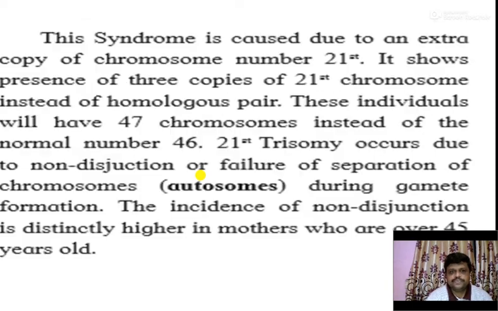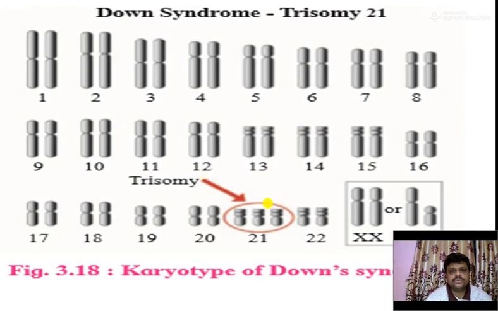If you see the ideogram, there should be two chromosomes. Instead of two chromosomes at this 21st pair, there is an extra chromosome. So the total number of chromosomes is 47.